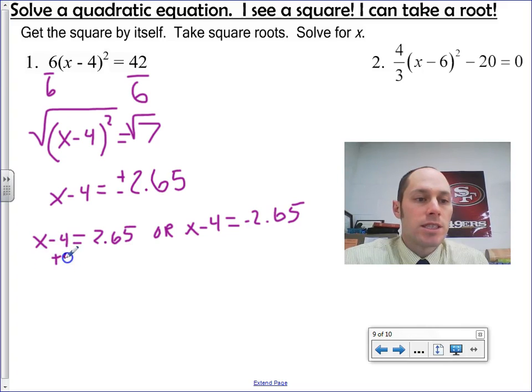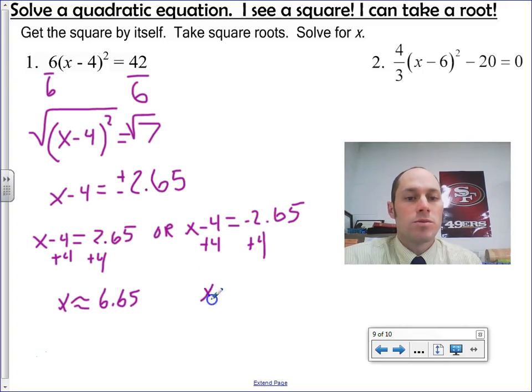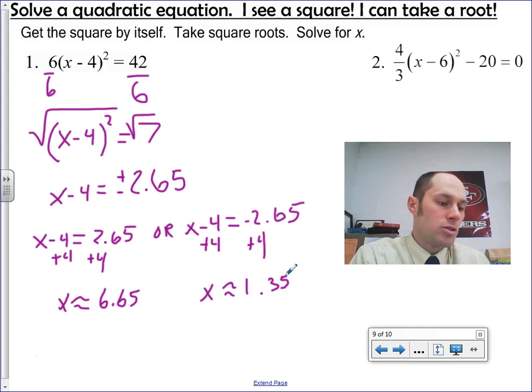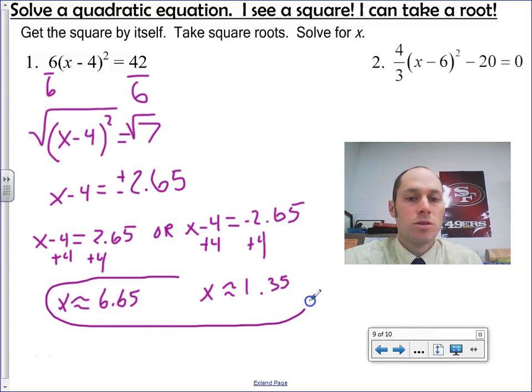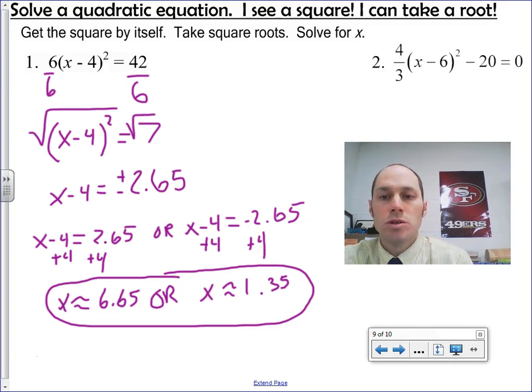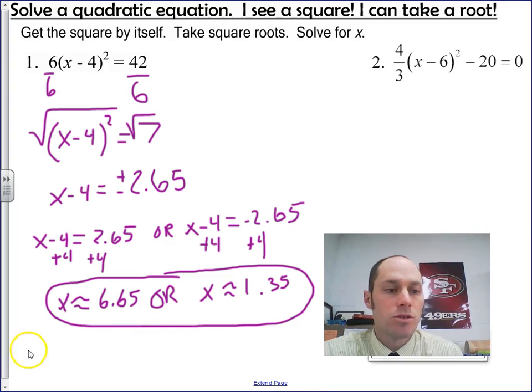So I add 4 to this side. So x is approximately 6.65. Or I'll add 4 to this one. And x will be approximately, what is that, 1.35? Double check on my calculator. Yep, 1.35. So we get those two solutions there. So why don't you try number 2, restart it when you're ready to check your solution.